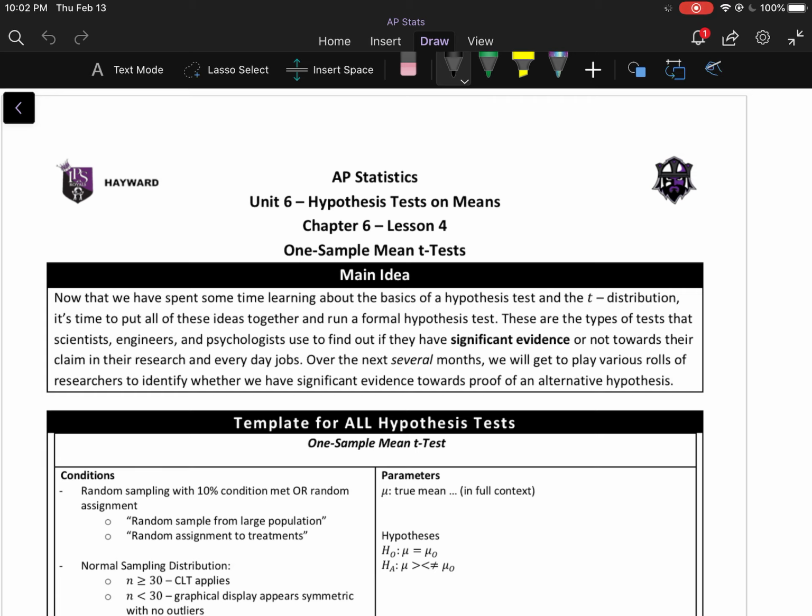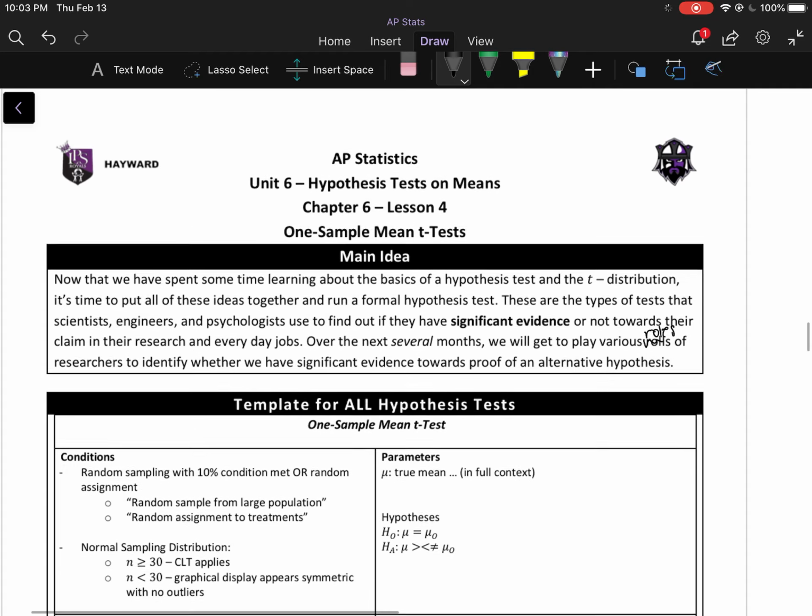So the main idea. Now that we have spent some time learning about the basics of a hypothesis test and the t-distribution, it's time to put all these ideas together and run a formal hypothesis test. These are the types of tests that scientists, engineers, and psychologists use to find out if they have significant evidence or not towards their claim in their research and everyday jobs. Over the next few months, we will play the various roles of researchers to identify whether we have significant evidence towards proof of an alternative hypothesis.